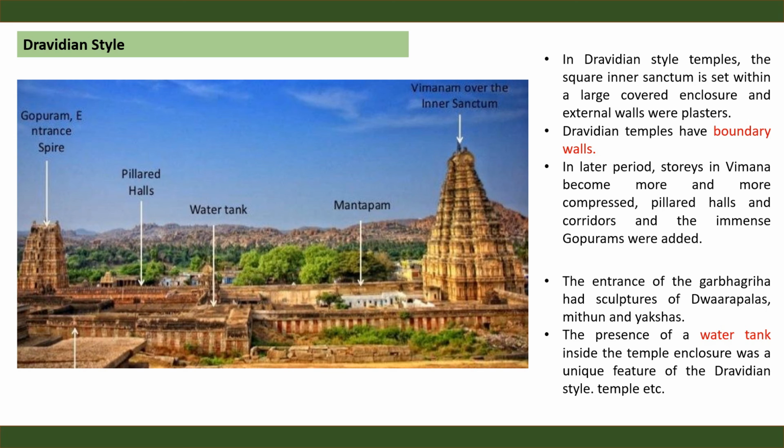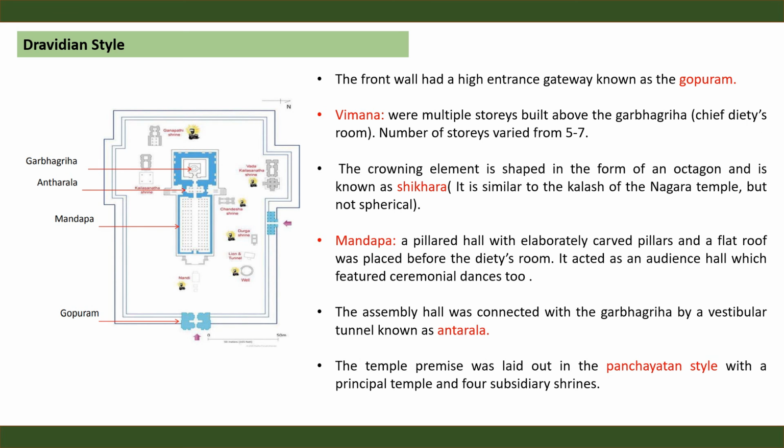The entrance of the Garbhagriha had sculptures of Dwarapalakas, Yakshas, etc. The presence of a water tank inside the temple enclosure was a unique feature of Dravidian style of temple architecture. And here, the front wall had a high entrance gateway which is known as Gopuram, and then Vimana, Mantapa, Antarala, etc., as we already discussed in the general temple architecture elements.